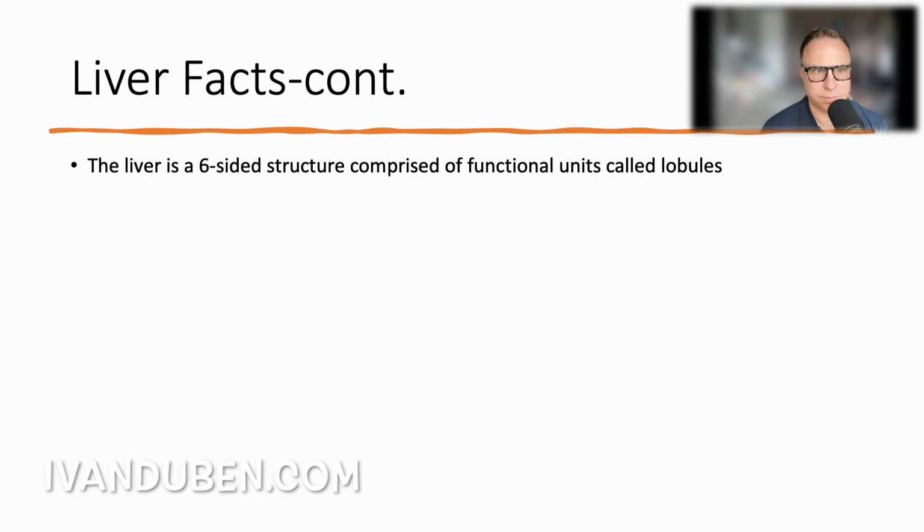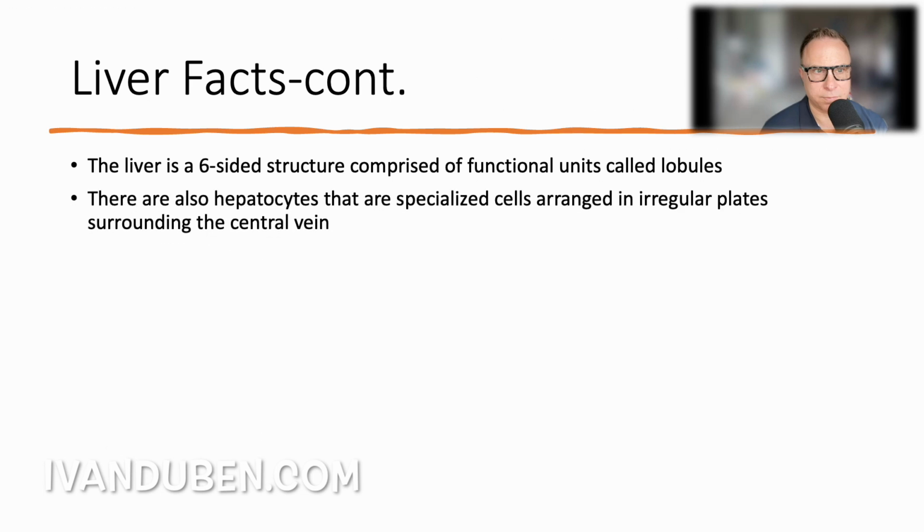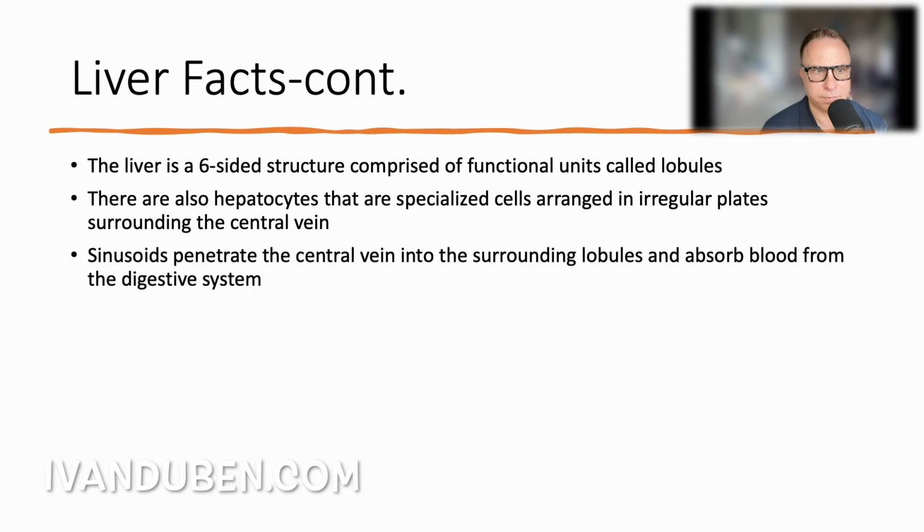The liver is a 6-sided structure comprised of functional units called lobules. There are also hepatocytes that are specialized cells arranged in irregular plates surrounding the central vein. I'll have some images of these coming up later. There are sinusoids that penetrate the central vein into the surrounding lobules and absorb blood from the digestive system. These are all things occurring inside the liver.